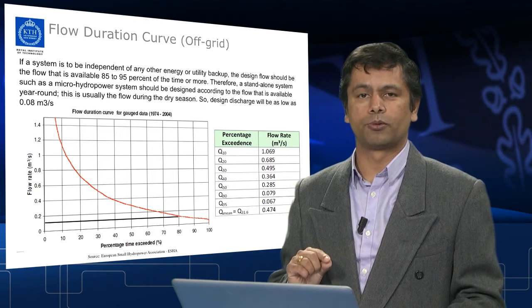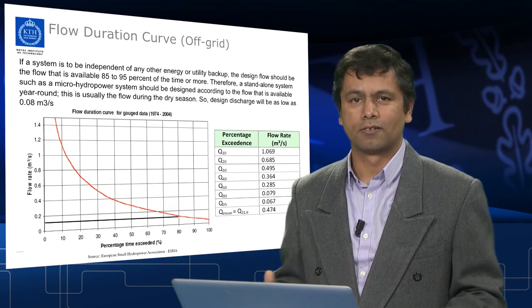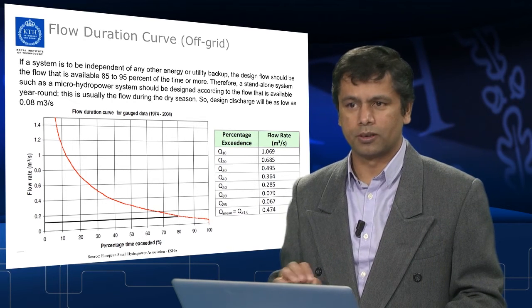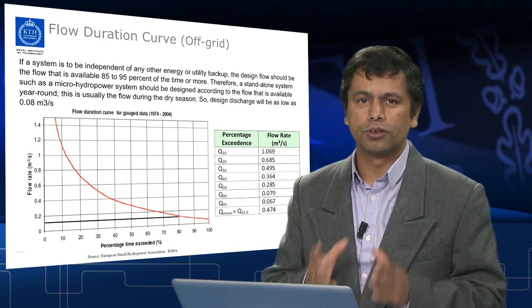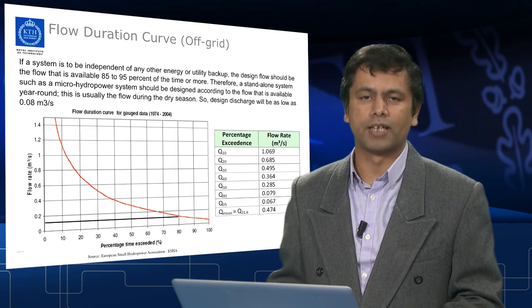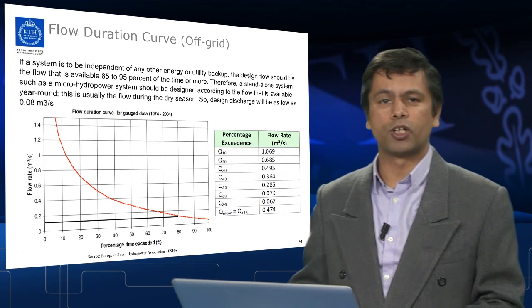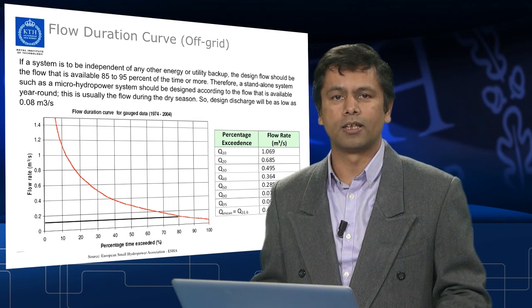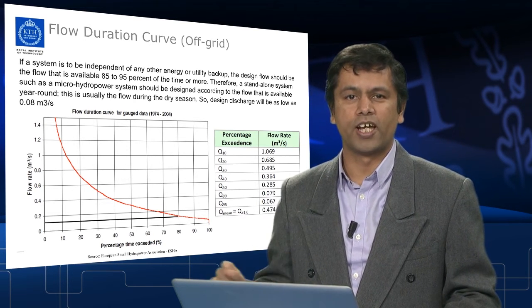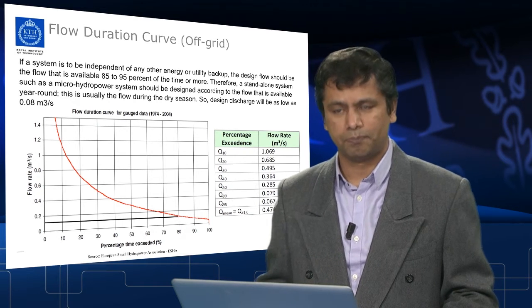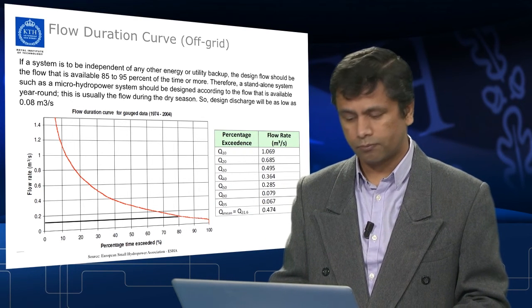So, either we have to increase the head and meet the demand. We do not have options to choose the flow. Flow is determined by the river, but we can always try to meet the demand in the locality by trying to vary the head if available in the vicinity.